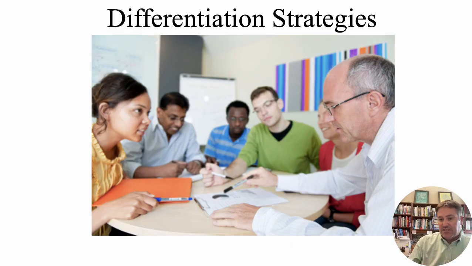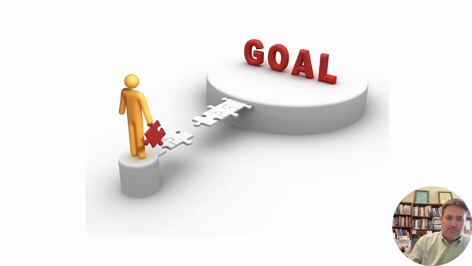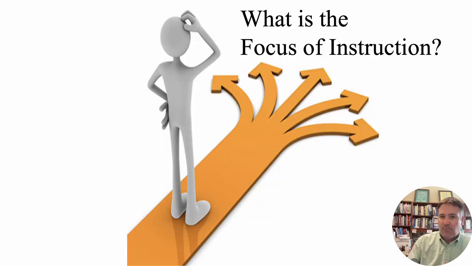Here are some strategies for differentiation. One is just to start with a goal, like we would do in special education all the time. What is the goal of what we're working towards for this kid, and how are we going to get there? What is the focus of this instruction? So as I think about, here's what the standard says, here's what the curriculum says, here's the goal that the kid needs to learn, how can I focus my instruction in such a way that it will meet my students' needs?